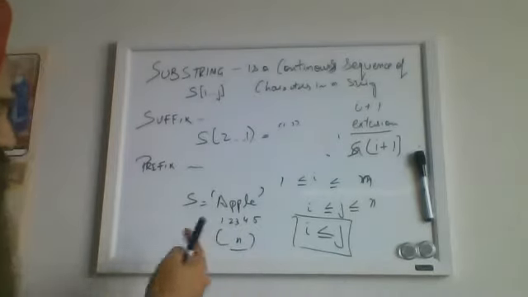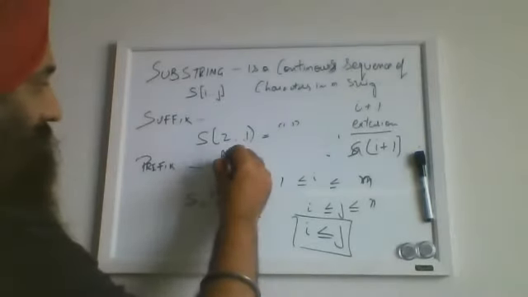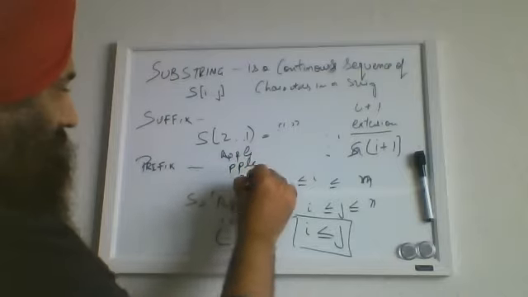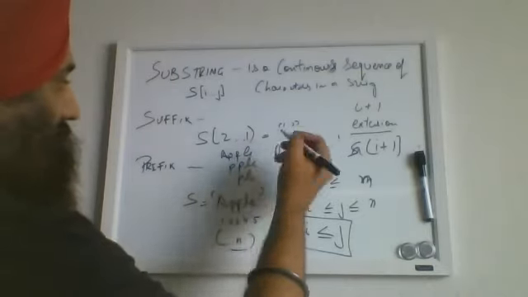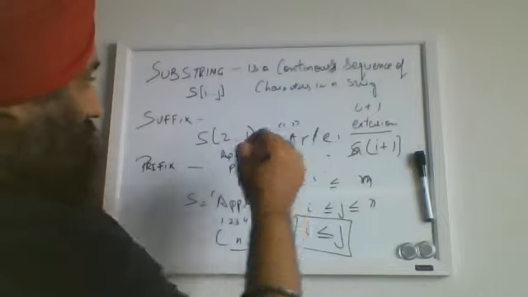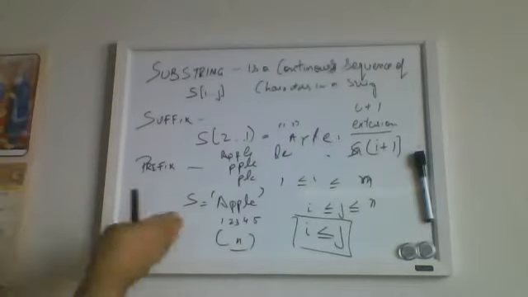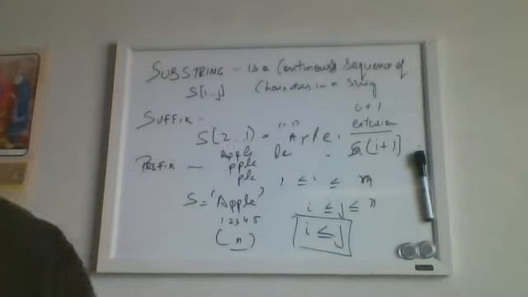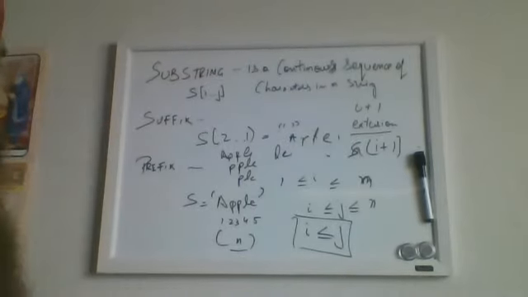So suppose apple is your string, your substrings could be apple, ppl, pple, ple, le, and single characters a, p, l, e. They just have to be in continuous order. So this is a substring. Now we talk about suffix.